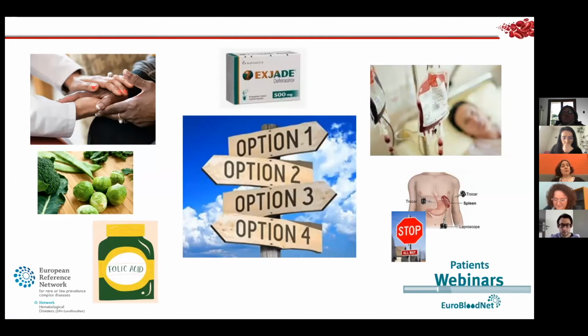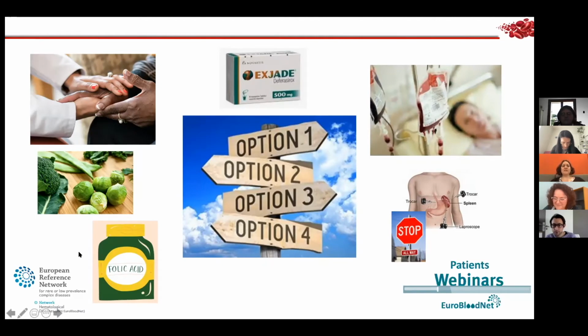And some people with CDA will be having transfusions from birth. Others will have a few transfusions at birth and then not need them ever again. Some people would need a few transfusions at birth and then not need them for many years, and maybe during pregnancy or around the time of an operation would need a few blood transfusions.